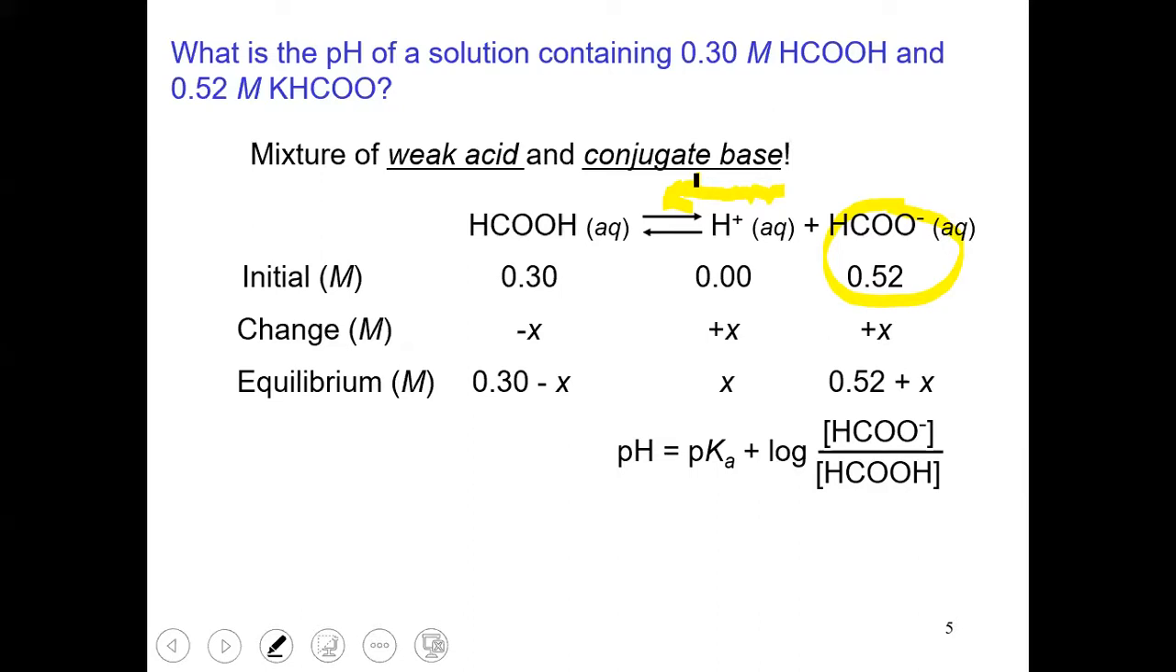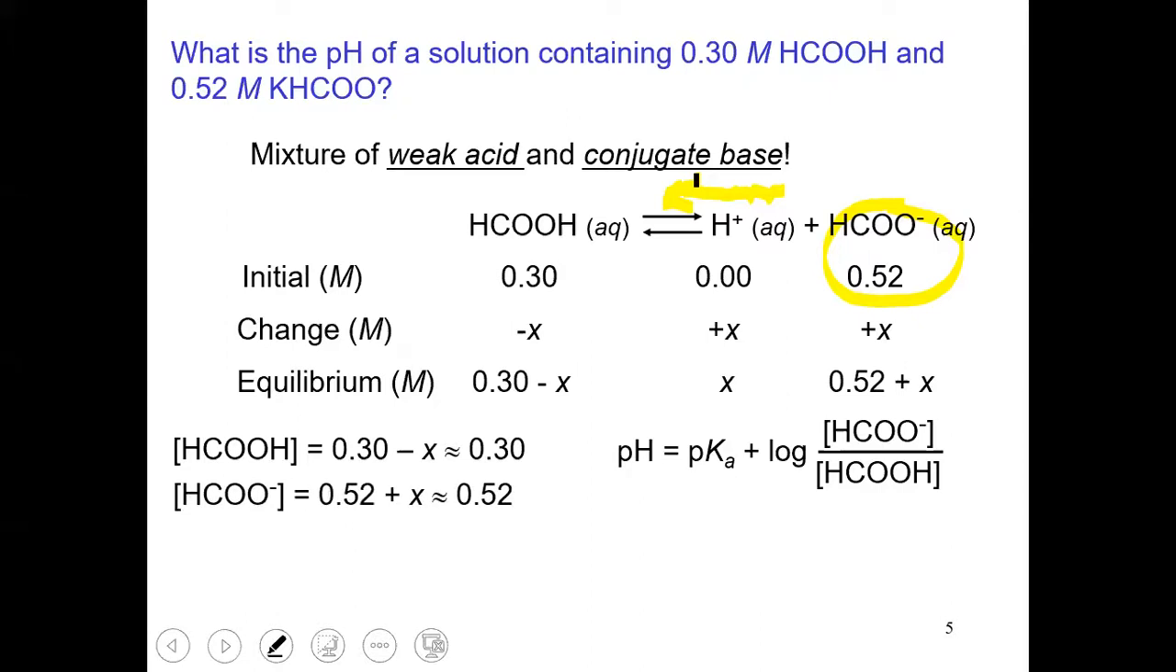Now let's see what these concentrations are. First of all, concentration of the acid, 0.30 minus X. Remember what we just said. This ionization is so suppressed that very little of the acid is going to ionize, much less than the previous example where there was no conjugate base present. And because that is so small, very little extra formate is going to be forming here, very little conjugate base. So we're going to make the approximation here, as we do in all these problems where we have acid and its conjugate base. And then we're going to fill things in.